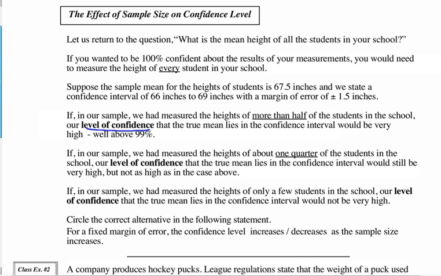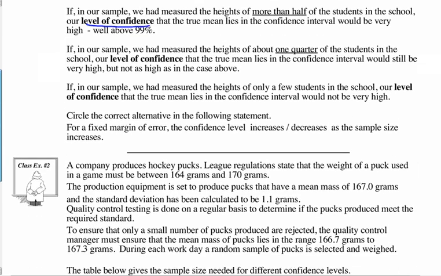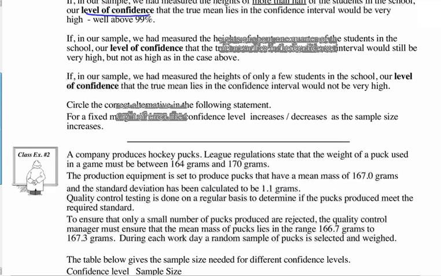If in our sample we have measured the heights of about 1/4 of the students in the school, our level of confidence that the true mean lies within that interval would still be very high, but not as high as if we can do over half. And so that's our confidence level. So basically, what we need to understand is, for a fixed margin of error, the confidence level will always increase as the sample size increases. So basically, the more people you sample, the more confident we are with our results.